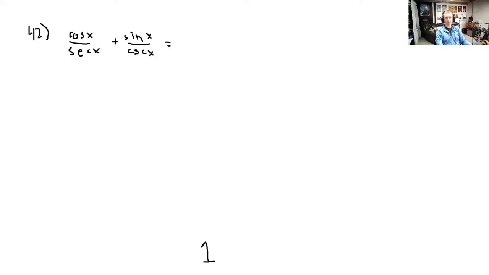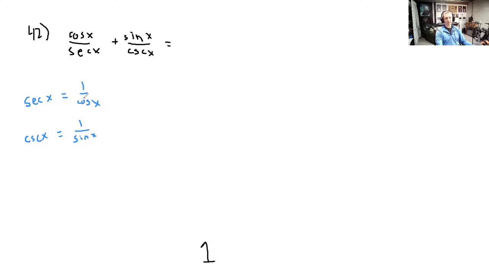Okay, so I'm going to list the identities that we use along the way just to make things pretty clear. Secant is 1 over cosine, and cosecant is 1 over sine. I write these down because I see these here in the denominators.